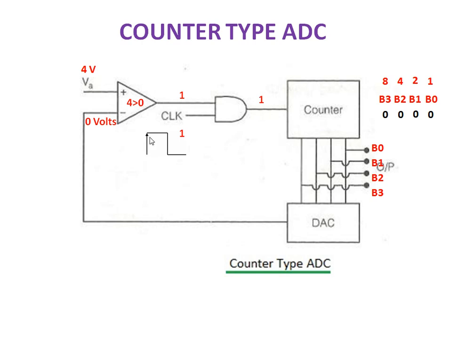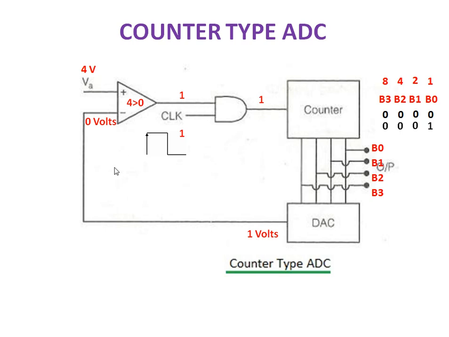Here I am applying only a single pulse, so the counter value will be changed from 0 0 0 0 to 0 0 0 1. It means only one pulse is applied to the counter, so the last bit will be set to 1. This value 0 0 0 1 is given to the DAC. Your DAC converts this digital input into an analog output. So 0 0 0 1 is converted into the equivalent analog value, which is 1 volt.